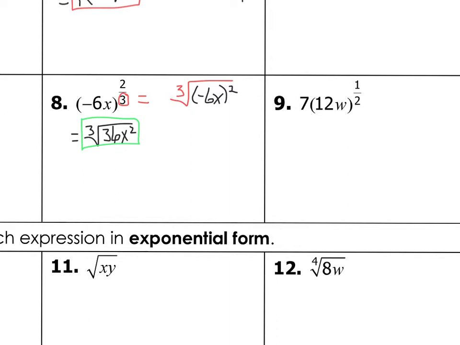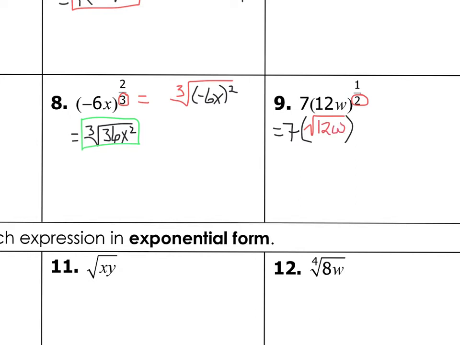All right, then for number 9, this 7 you're not going to do anything with right now. So it becomes 7 parentheses, and instead of this 12w to the 1/2, that 1/2 means it's a square root. So this is our index, so we have a square root. And if you cover that up, your base is 12w to the 1st power, so I don't even need parentheses. I just need 12w.